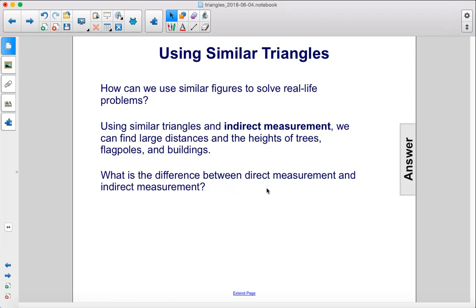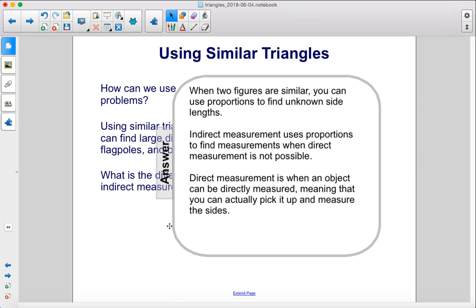What is the difference between direct measurement and indirect measurement? When two figures are similar, you can use proportions to find unknown side lengths. Indirect measurement uses proportions to find measurements when direct measurement is not possible. Direct measurement is when an object can be directly measured, meaning that you can actually pick it up and measure the sides.